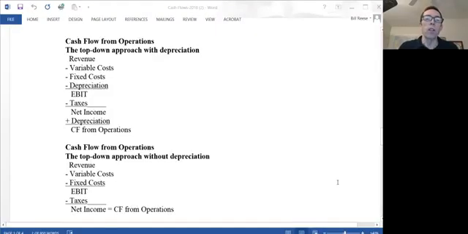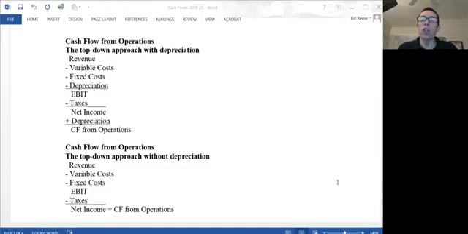So let's take a look at our class notes for this. This is on page 3 of our class notes. And we're going to see the cash flow from operations, how to be able to get that. Now, what I'm going to do to begin with is show you what I consider to be the easiest way. And I always like doing things the easiest way if we can. But as we will see, we can't always do things this easy way. This is what I call the top-down approach.